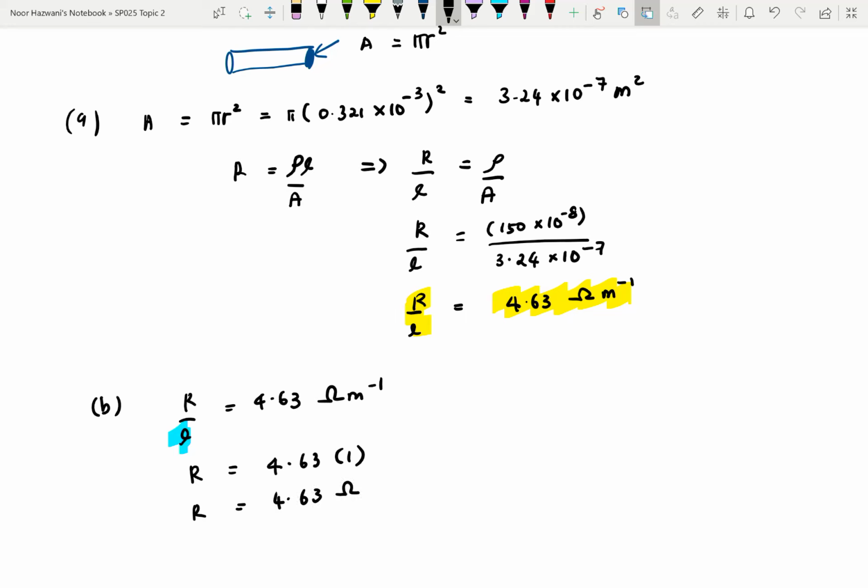Okay, then once you get the value for resistance, you can use the equation of Ohm's law, V equals to IR. Given the value for voltage is 10, leave I, and plug in the value for R, which is 4.63. Take your calculator and then you can calculate. Then you will get 2.16 amperes. Very easy.